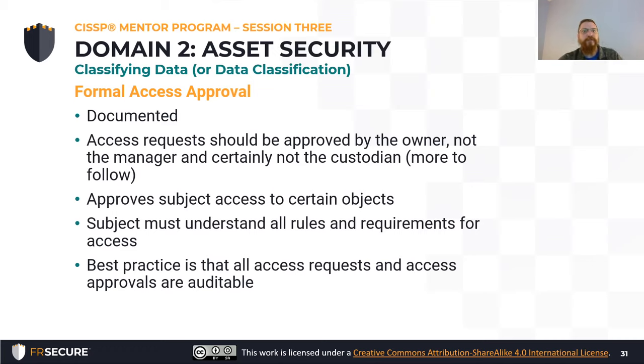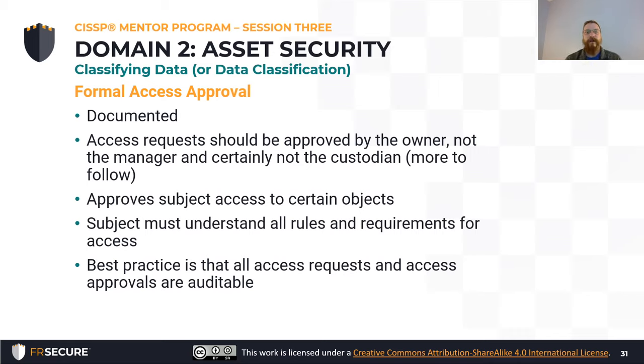All right. Excuse me. So formal access approval, what does that mean? Well, it means it's documented, right? Whatever that is. Is it a help desk ticket? Do you submit an email? Whatever that is, it needs to be a documented request. The request needs to be approved by the owner, not the manager, not the custodian. We'll talk about that here in a second. Then the subject, whoever made that request, is approved to access certain objects. And then the subject has to understand all the rules and requirements for the access. And then you've got to audit them. So what does that really mean?